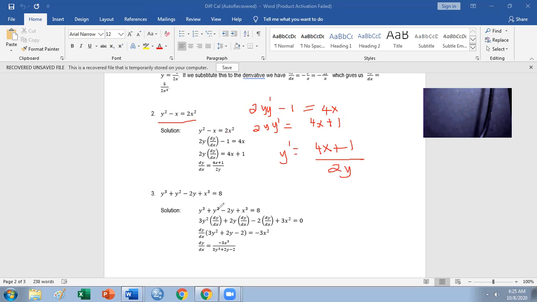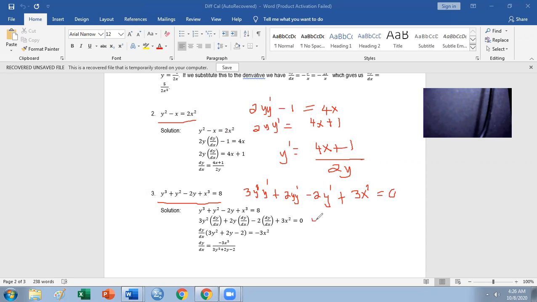Ito naman, example 3. Implicit differentiation. Anong derivative ng y cubed? That is 3y squared y prime plus anong derivative ng y squared? 2y times the derivative of y, which is y prime, minus anong derivative ng 2y? That is 2y prime. Plus derivative of x cubed is what? 3x squared is equal to 0.